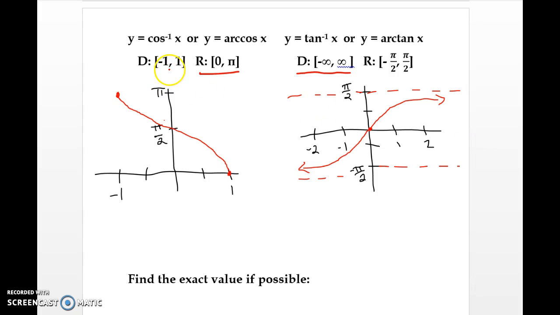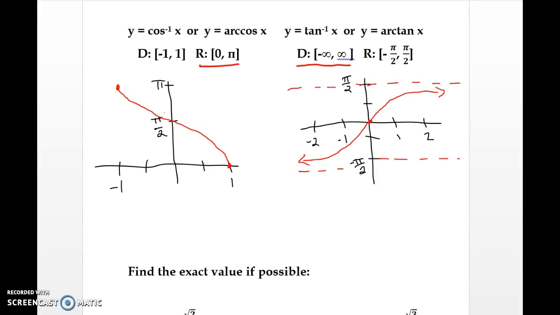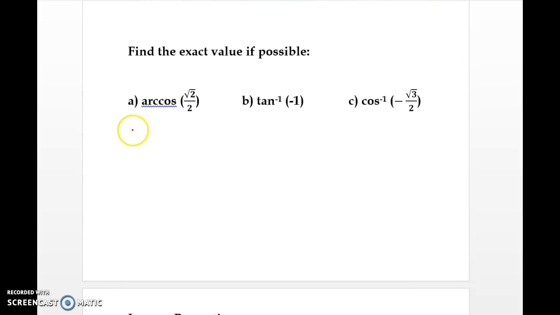So we want to remember, for cosine, domain -1 to 1, range 0 to pi. Tangent, domain -infinity to infinity, range -pi/2 to pi/2. And we can solve these the exact same way. This is my x. So my x is my domain between -1 and 1. And yes, √2/2 is between -1 and 1. So we can go ahead and do this.